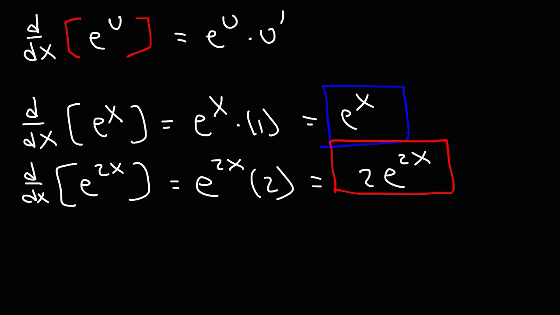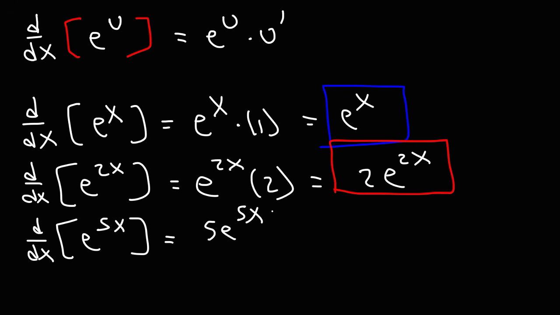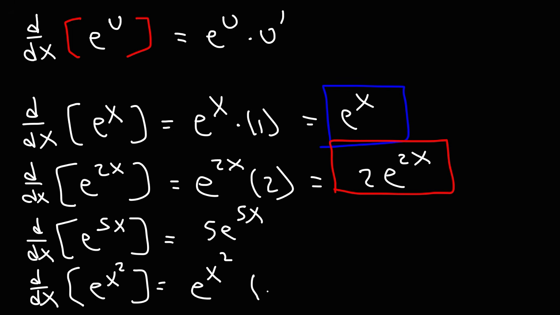Now let's work on some other examples. What is the derivative of e to the 5x? It's going to be e to the 5x times 5, which is 5e to the 5x. And then finally, if we have the derivative of e to the x squared, it's going to be the same thing, e to the x squared times the derivative of x squared, which is 2x.